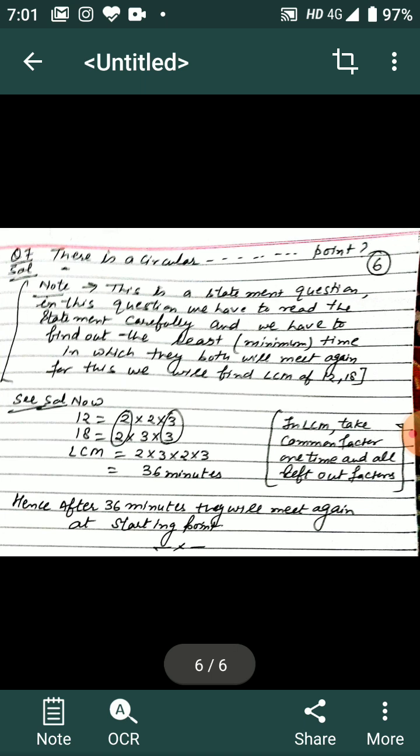And the last question is a statement question. In this question we have to see whether we have to find out LCM and HCF, or we can read the statement 2 or 3 times, and we will find out. In this question we have to find out how much time the two girls will take, means minimum time, not maximum time, the least time that they will meet again. Only two simple numbers are there, 12 and 18, and we have to find out the LCM.